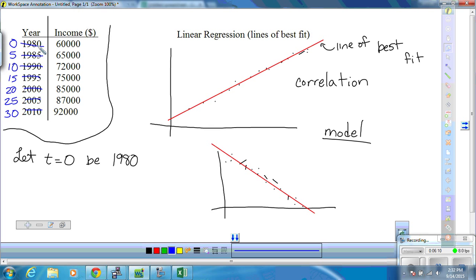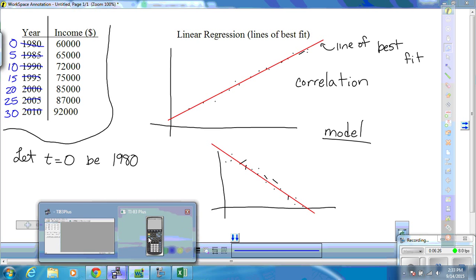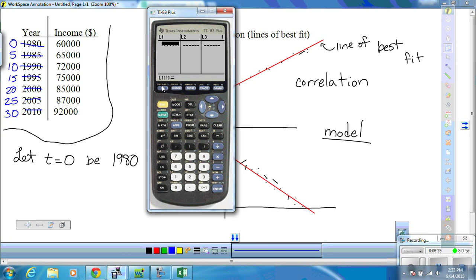Now, generally, you make your life easier. If it starts with like 1982, just go ahead and make 1980 be 0. And then 1982 can just be 2, and then 1983 would be 3. And so basically, we're counting how many years it has been since 1980. And when I go into my calculator, that just makes for smaller numbers to do my calculations with. So for my X column, I would put in 0, 5, 10, 15, 20, 25, and 30.